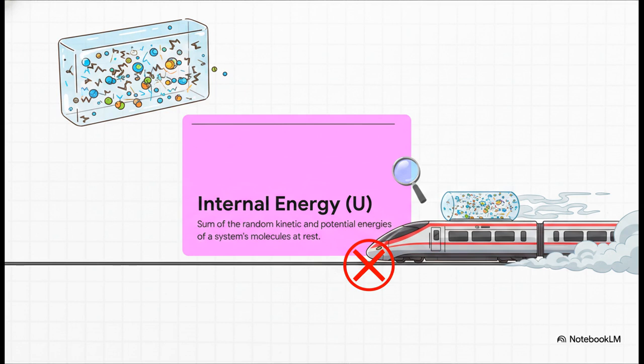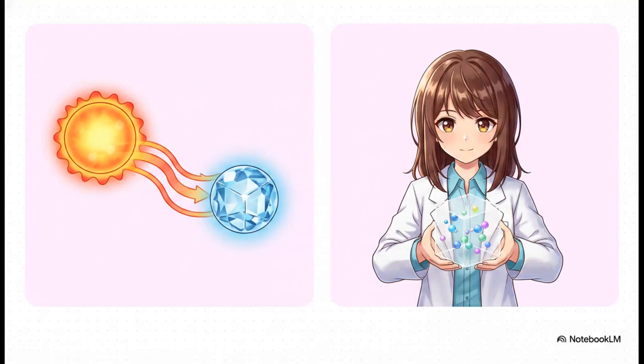If you take that container of gas and put it on a speeding train, the macroscopic kinetic energy of the whole moving container does not increase its internal energy. Internal energy is strictly an internal property of the system's molecules at rest. Now, this next concept is exactly where students get tripped up on tests. Internal energy is what we call a state variable. It's a property that a system physically possesses in a given state, regardless of how it got there. Heat, on the other hand, is energy in transit. It only exists when energy is physically moving between a system and its surroundings because of a temperature difference. So firmly establish this rule in your mind. A gas has internal energy, but it does not have heat. Saying a system contains heat is scientifically meaningless.